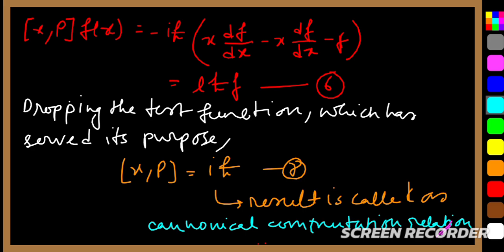The commutator [x, p] f of x equals minus i h cut within a first bracket (x df by dx minus x df by dx minus f). Then you can get i h cut f. By dropping the test function, which has served its purpose, the commutator [x, p] is equal to i h cut. The result is called the canonical commutation relation.